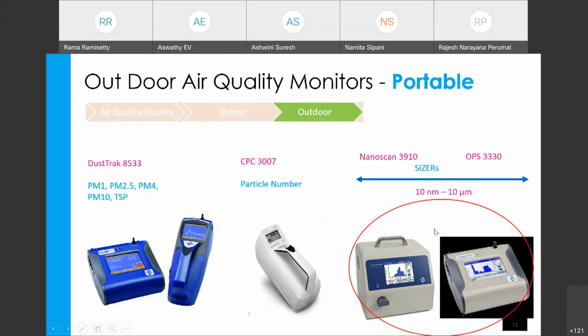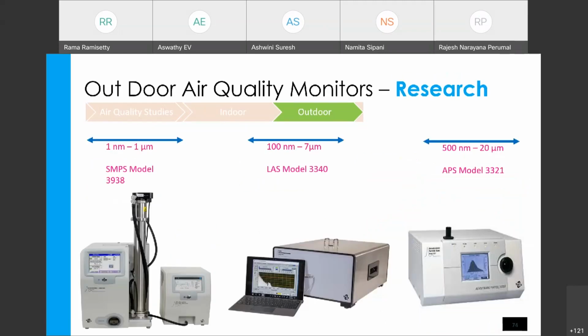And the next range is 10 nanometer to 10 micron. The combination of these nano SMPS and particle sizer can measure particle size range 10 nanometer to 10 micron, which is very useful for all kinds of air quality studies. Because particles bigger than 5 or 6 micron can quickly settle down. So most people always use 10 nanometer to 10 micron. You don't need a much bigger size range.